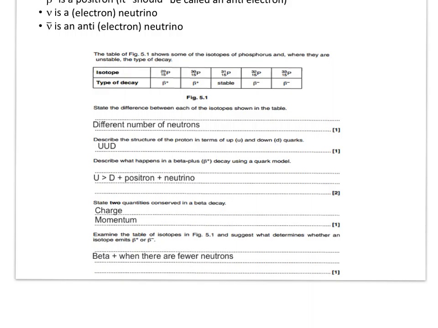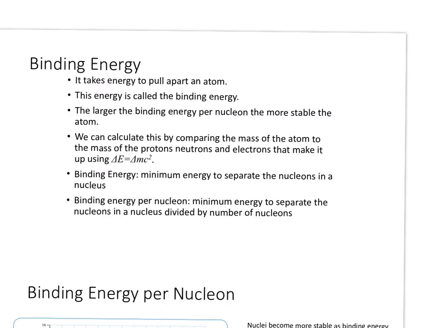Examine the table of isotopes in figure 5.1 and suggest what determines whether an isotope emits a beta plus or beta minus. Beta plus is emitted when there are fewer neutrons. It takes energy to pull apart an atom. This energy is called the binding energy. The larger the binding energy per nucleon, the more stable the atom.